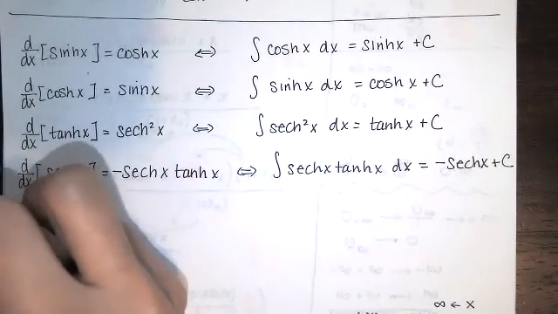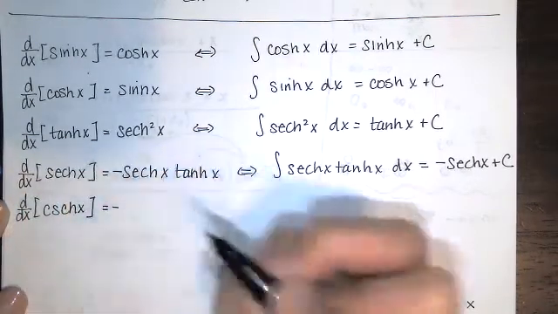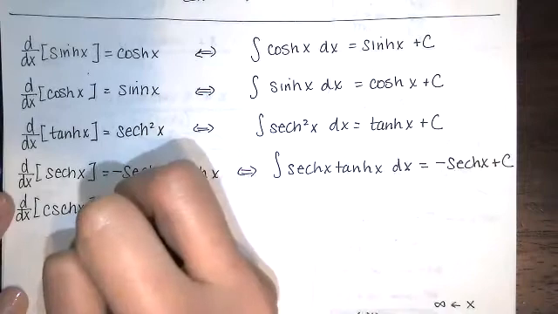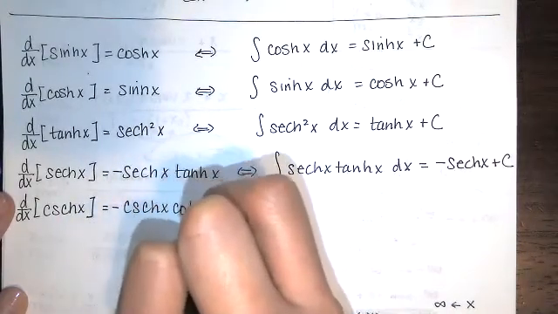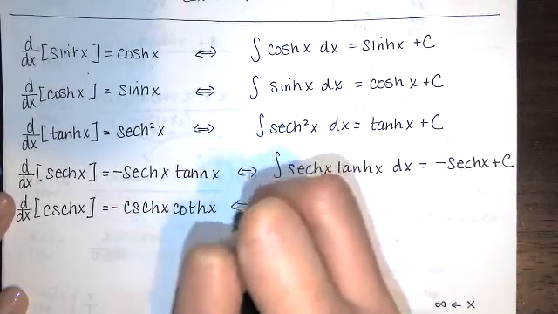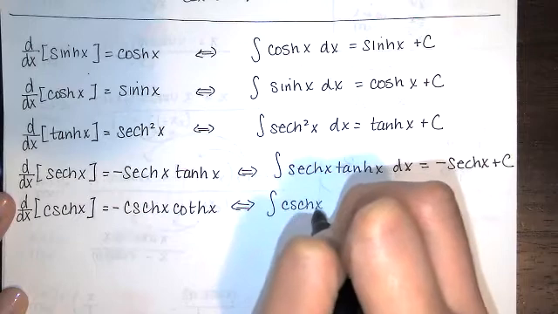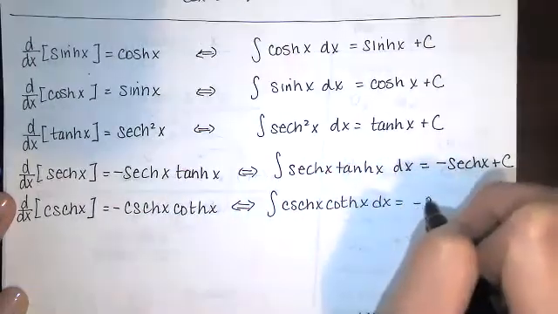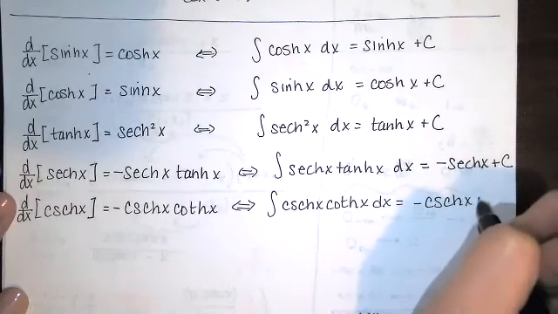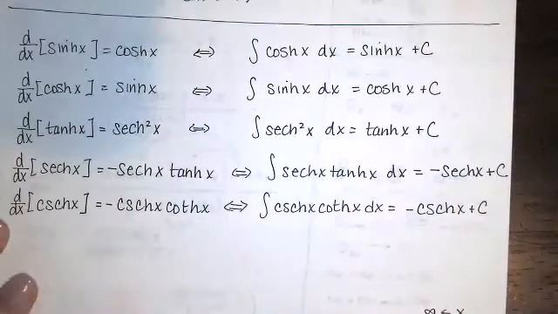That's secant. Let's look at cosecant next. The derivative of hyperbolic cosecant is negative hyperbolic cosecant of x times hyperbolic cotangent of x. So the antiderivative of hyperbolic cosecant of x times hyperbolic cotangent of x is negative hyperbolic cosecant of x plus c. These are just these rules backwards.